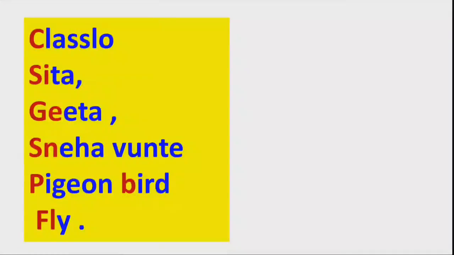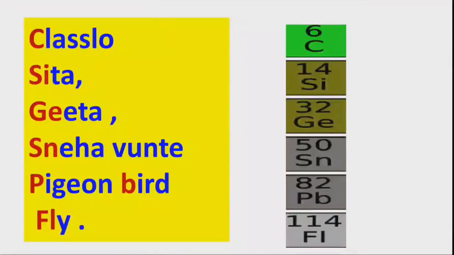We will make one sentence to remember the fourth A group elements. "Class lo Sita, Geeta, Sneha unte PGN bird fly ayindi." C represents carbon. Si represents silicon. Ge represents germanium. Sn represents tin. Pb represents lead. Fl represents flerovium.